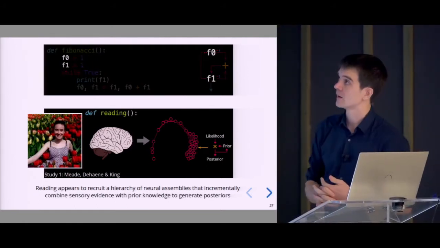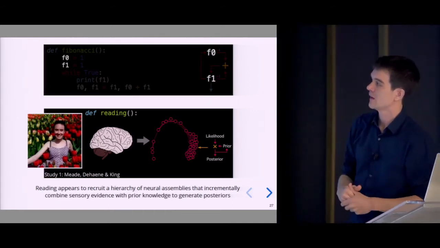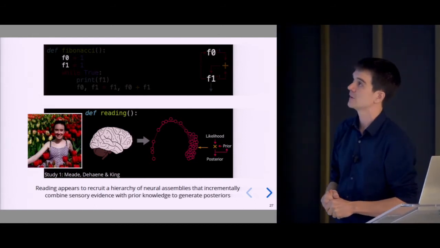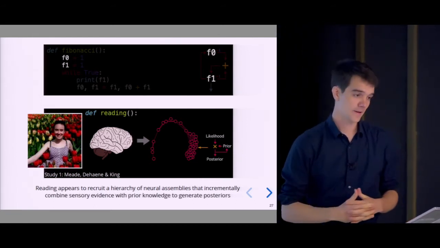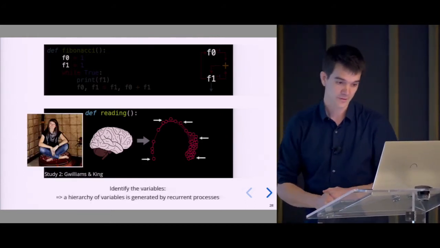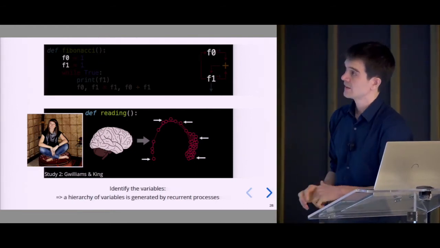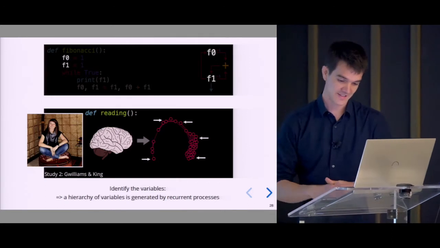But I haven't really parsed the variables. So I've shown you the architecture and presumably some computation that goes on within each of these little modules. But I haven't really shown you what type of representations are being generated. And this is what we'll discuss in the second study that we've done together with Laura Williams, who is a PhD student at NYU.